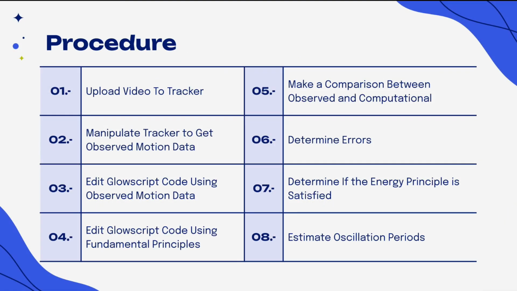And then for a quick procedure, the video will be uploaded to Tracker, where the Tracker data will be manipulated in order to get the observed motion data, and then the GlowScript probe will be edited using the observed motion data as well as using the fundamental principles. This will allow for a comparison to be made between the computational and observed motions, and then we're able to determine error and then determine if the energy principle is satisfied and the different oscillation periods.